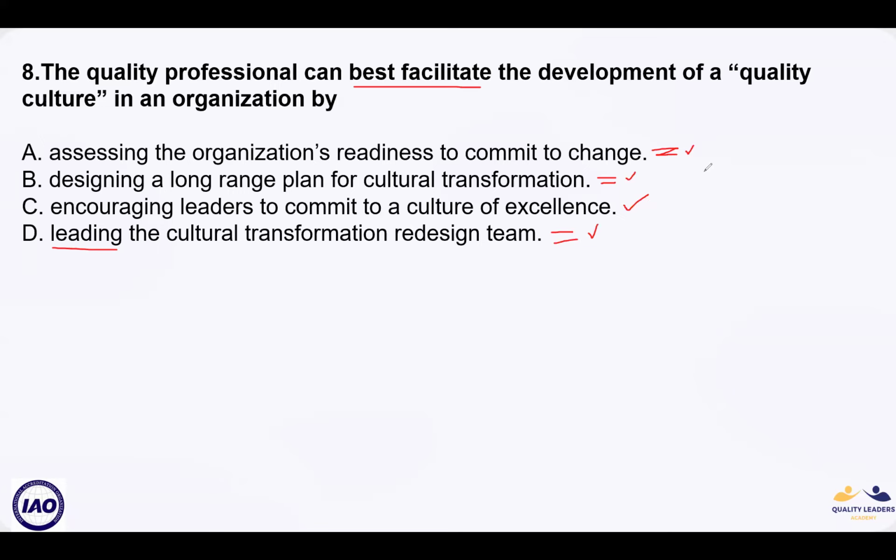So the nearest and the best option is encouraging leaders to commit to a culture of excellence, right? Here we see the quality professional's unique role of an enabler, of a change agent. They can influence, coach, and encourage the senior leaders of the organization rather than owning the transformation themselves. They should encourage them to adopt.